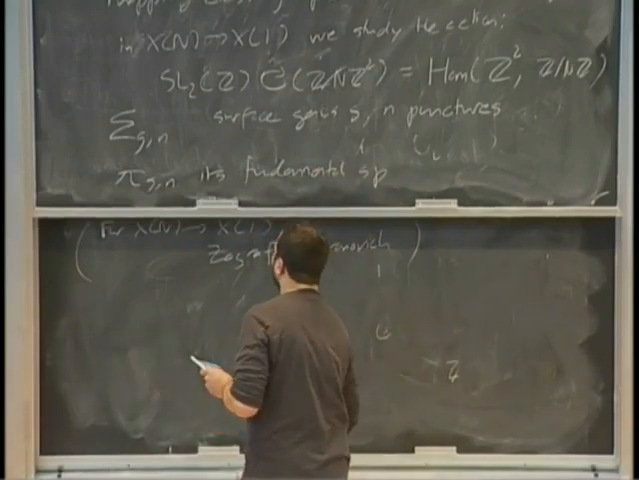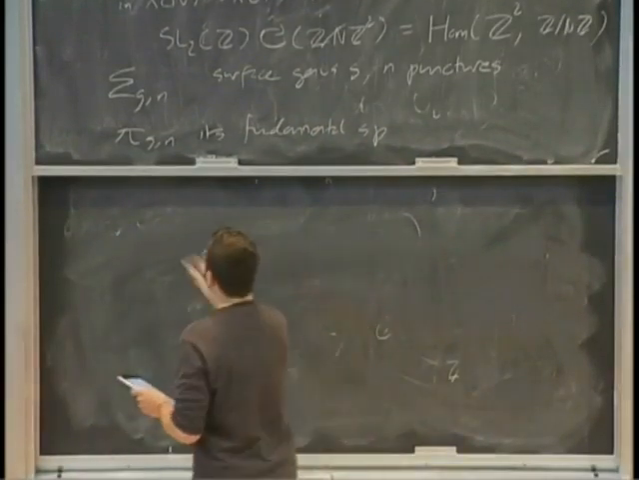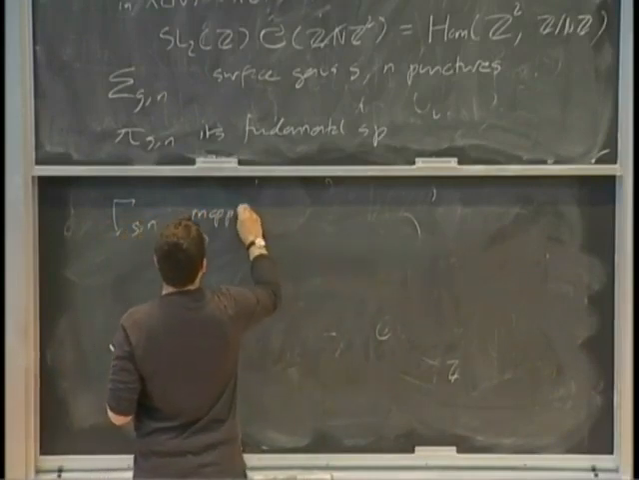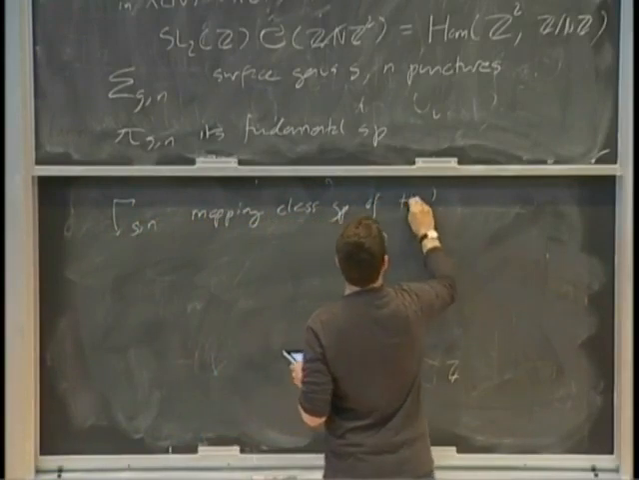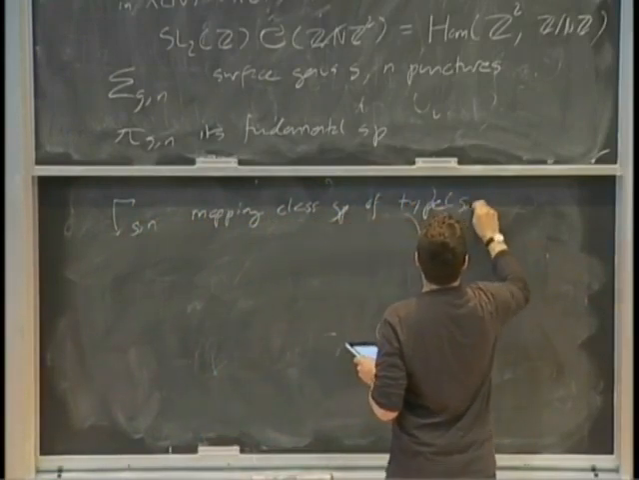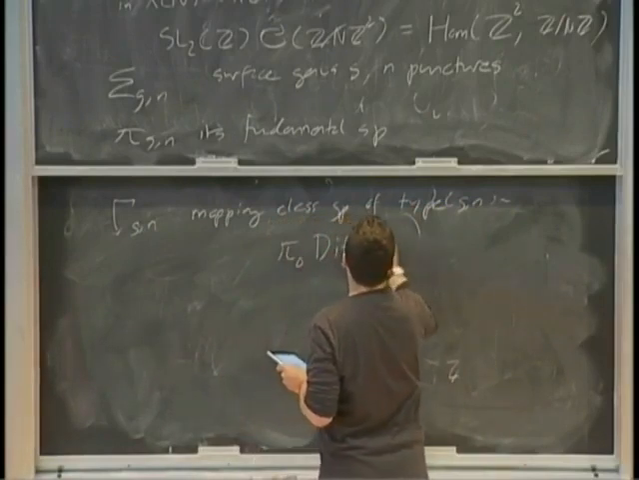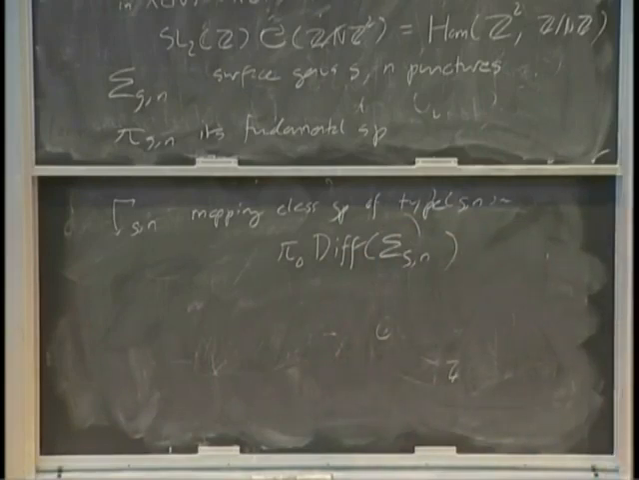And finally, I will write gamma g,n for the mapping class group of type g,n, which is just the isotopy classes of diffeomorphisms of this surface to itself. So as Emmanuel mentioned, this is a group that low-dimensional topologists know a lot about. We don't need to know a lot about it for what I'm going to say now.